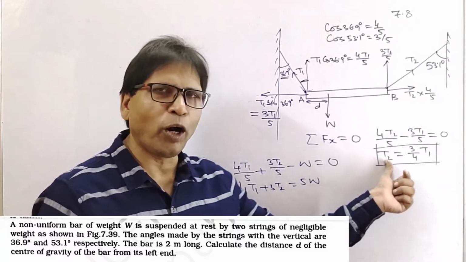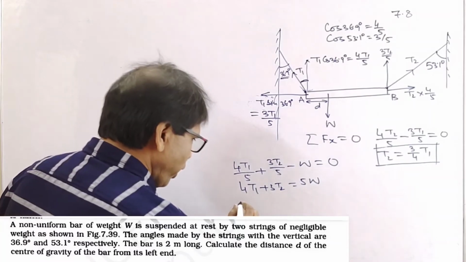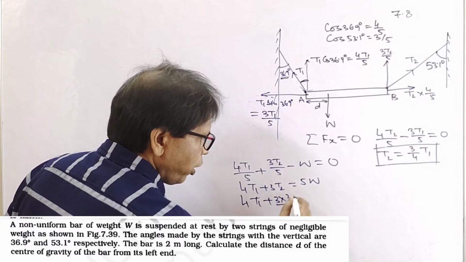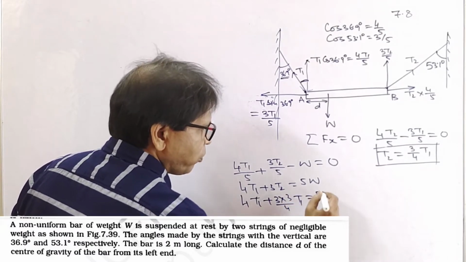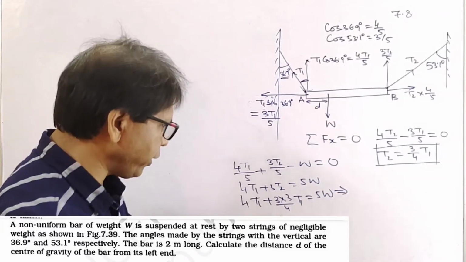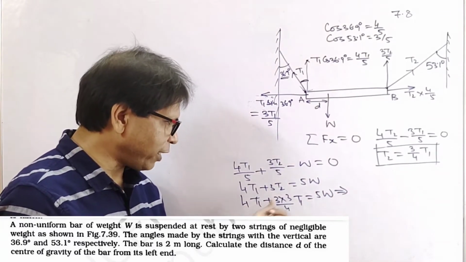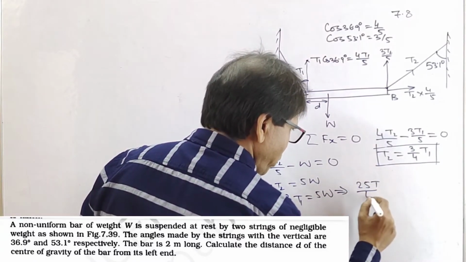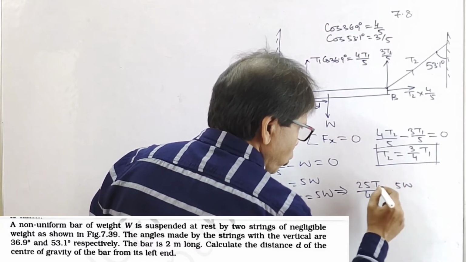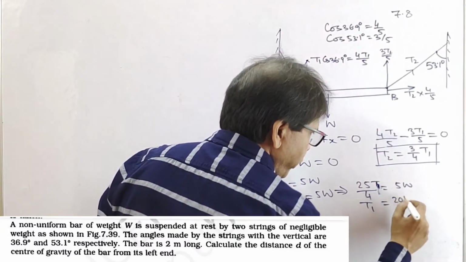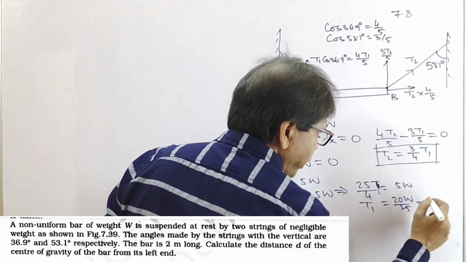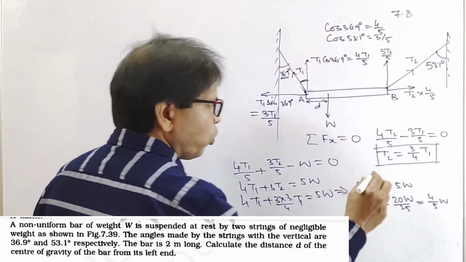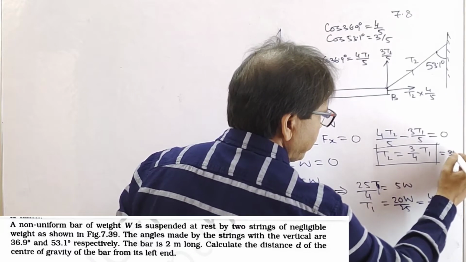Okay, now put the value of T2 in this equation. So 4 T1 plus 3 into 3 by 4 T1 equals 5W. Now from this condition, 4 into 4 is 16, 16 plus 9 is 25. So 25 T1 divided by 4 equals 5W. Here T1 equals 20W by 25, that is 4 by 5 W. Okay, this is T1 equals 4 by 5 W, so T2 equals 3W by 5.